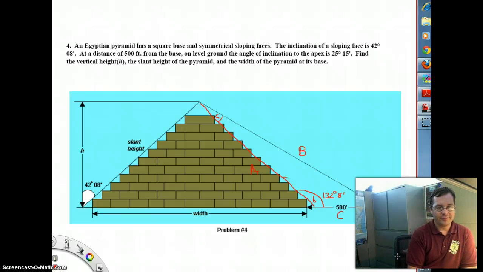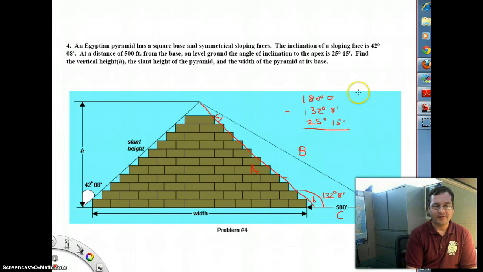So here you can see I've cleaned up the drawing a little bit because our real interest was always with this accessory triangle, not actually with the triangle that forms the pyramid. Now the question is, what does angle C equal? Well, angle C equals 180 degrees, 0 minutes, minus 132 degrees, 8 minutes, minus 25 degrees, 15 minutes. So again, the process is the same. We do a borrow and carry operation.